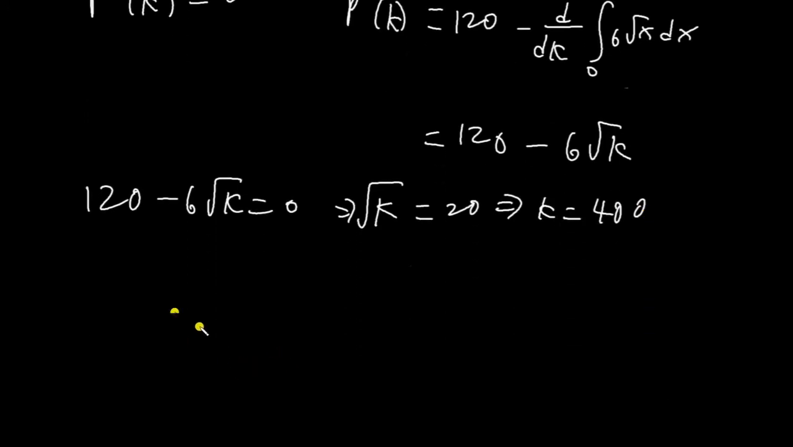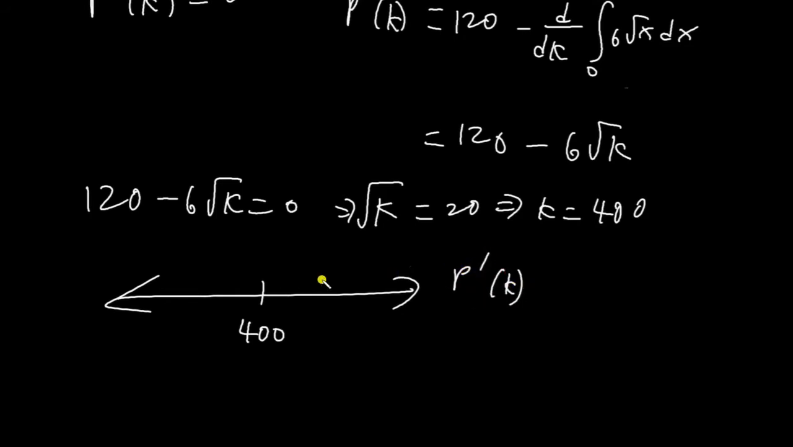So if we were to do a number line to quickly test our assumption, put 400 on here, and this is P prime of K. If we put a number greater than 400 here, we'll be subtracting more, so we'll get a negative answer. And if you put a smaller number, we'll get a positive answer. So you can think about it, it's going up, it stops, it goes down. That's the maximum right there. So we are good, okay?